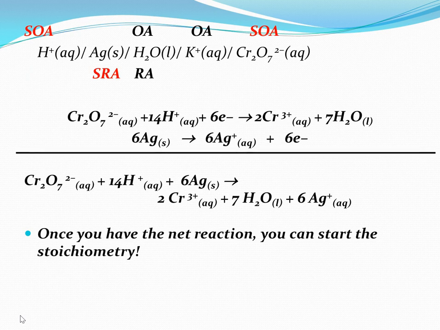Just as in the previous lesson, begin by listing all of the entities that are present, and then look in the data table on page 7 to determine which are oxidizing agents and reducing agents. Only the strongest oxidizing and reducing agents are used in the balanced reaction. You will write out the reduction reaction for the oxidizing agent and the oxidation reaction for the reducing agent, and then combine them to get your net reaction. Once the net reaction is determined, stoichiometry can begin.